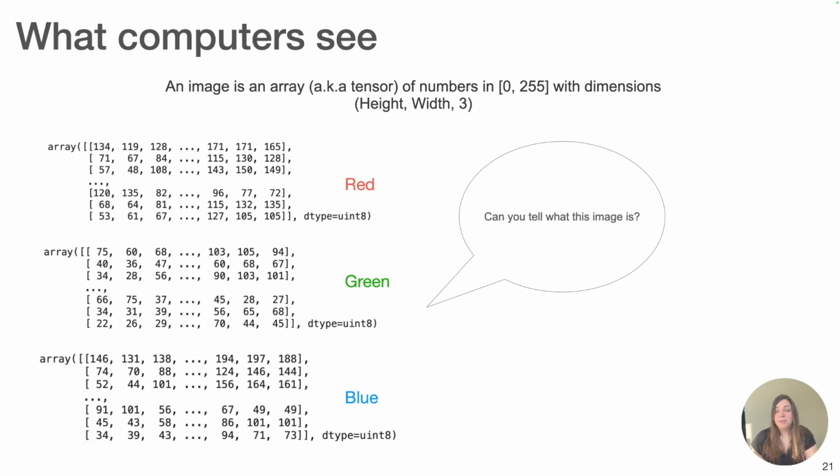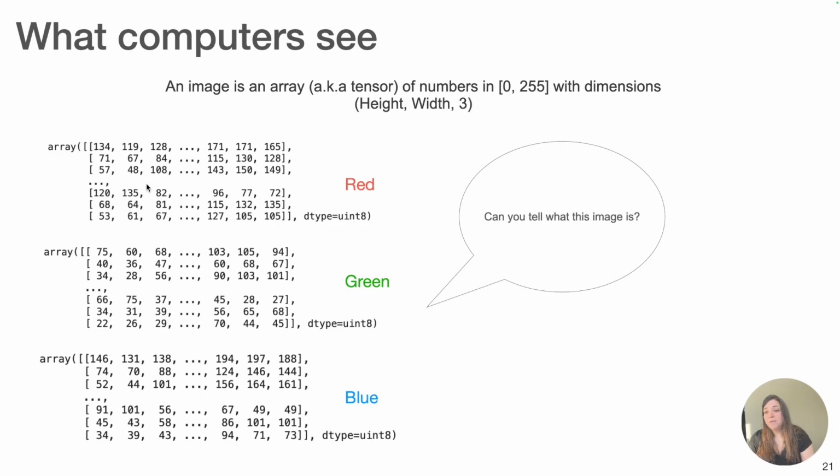So a computer stores an image in an array, also known as a tensor. And it's an array that has height, width, and normally 3 channels. The 3 channels are red, green, and blue. And usually the pixel intensity of each pixel is stored in a number between 0 and 255, with 255 being a really bright pixel and 0 being a completely dark pixel. So yeah, this is what an image is stored like in a computer.